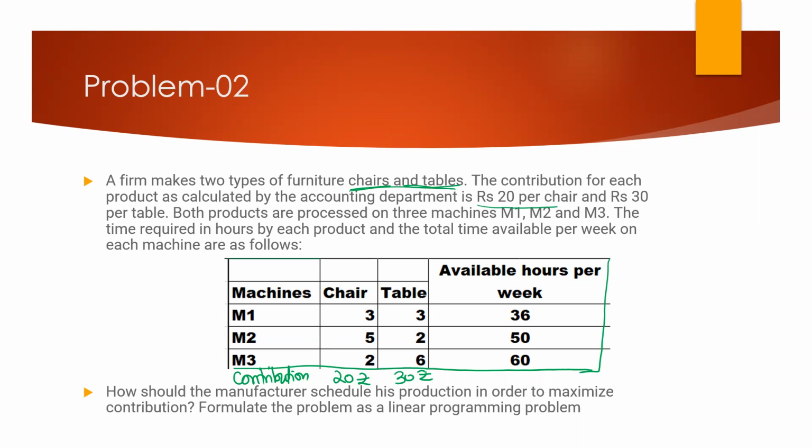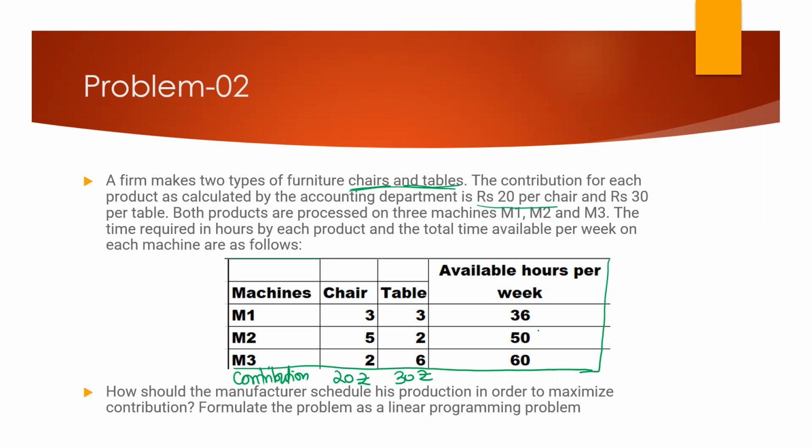Both products are processed on three machines, M1, M2, M3. The time required in hours by each product and the total hours available per week are given. So these are the times you need, and this is the available hours per week.